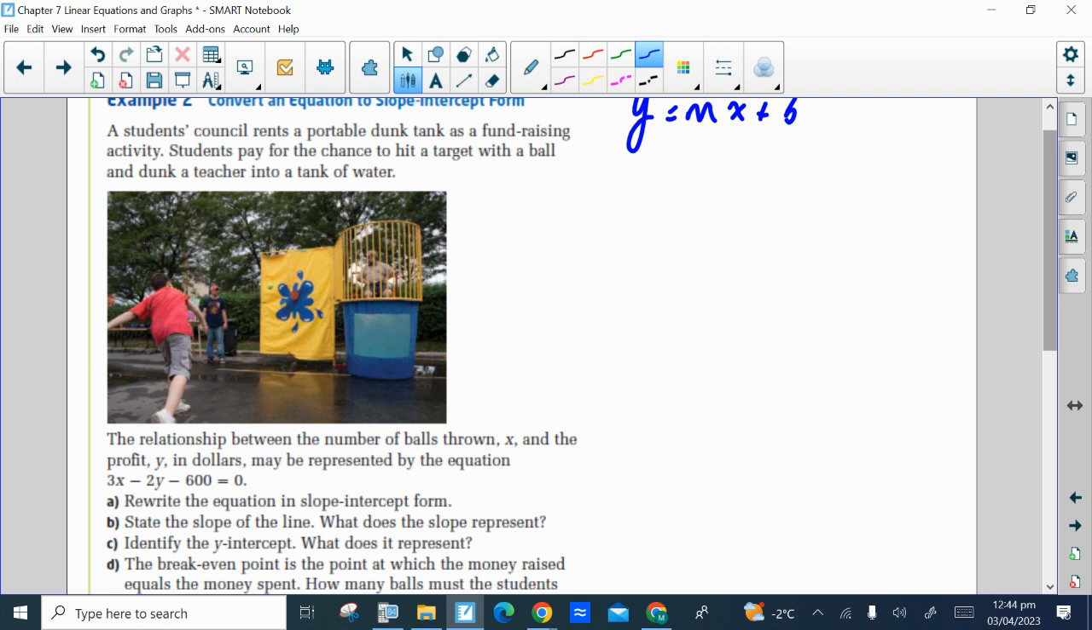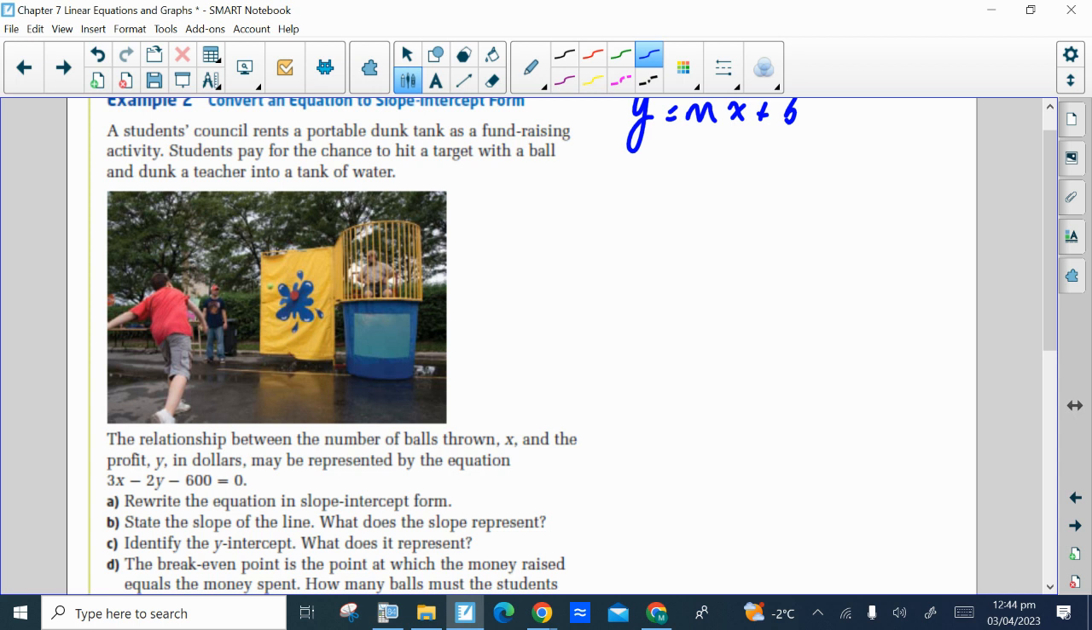Is this equation, 3x minus 2y minus 600, a line? Is it a linear equation? It is a line because there are no exponents. No, you didn't. It is a line because you have no exponents.